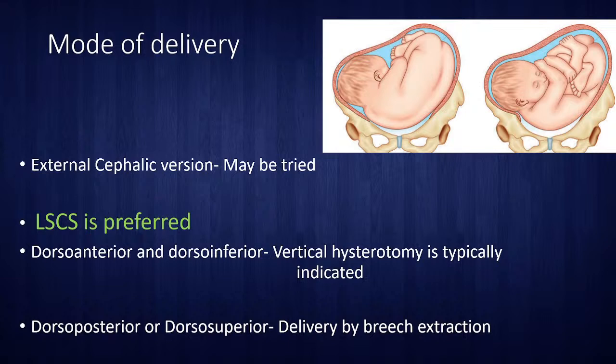In dorso anterior and dorso inferior, a vertical incision in the uterus is usually preferred. Here you can see this is the dorso anterior. If you put an incision in the lower segment, you can feel only the back, and there is nothing to hold to deliver the fetus. So if you give a longitudinal incision like this, you can hold the upper limb or lower limb and deliver the fetus.